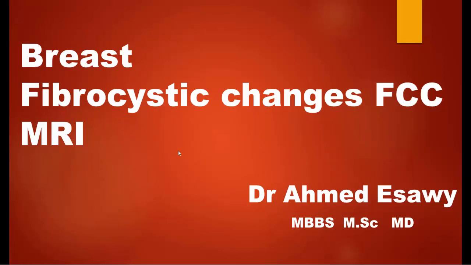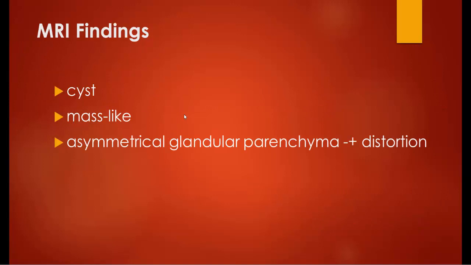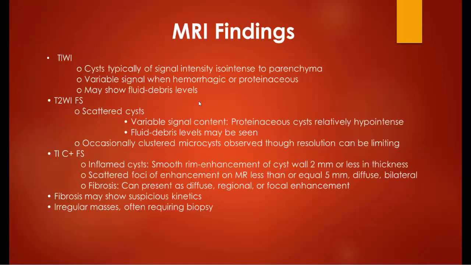Breast fibrocystic changes in MRI. MR findings include cysts, mass-like asymmetrical glandular parenchyma with or without distortion. MR findings in T1: cysts typically low signal intensity, isointense parenchyma, variable signal when hemorrhagic or proteinaceous, may show fluid-debris level. In T2 fat suppression, scattered cysts present with variable signal content, proteinaceous relatively hypointense, fluid-debris level may be seen.